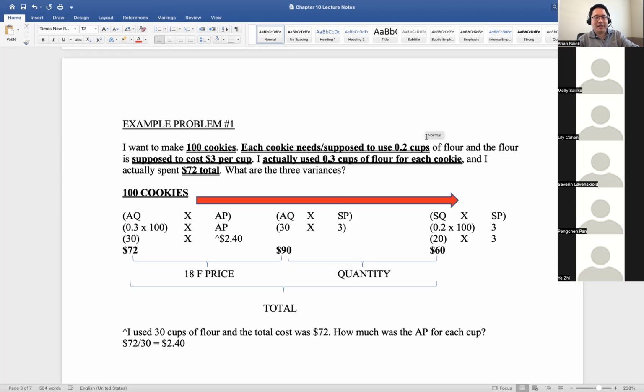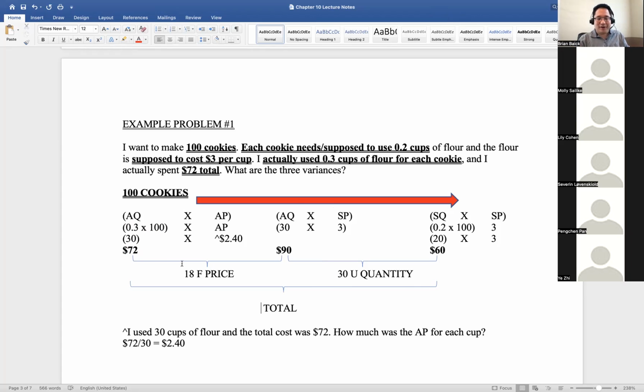$30. Okay, 30. That's not correct. 30 what? 30U, 30F, 30U. Good. $30 unfavorable. Very good. 30U. Okay, very good. Okay, excellent. Very good.